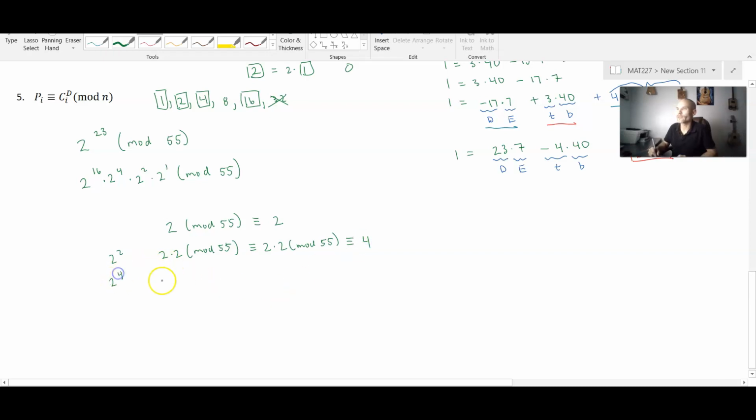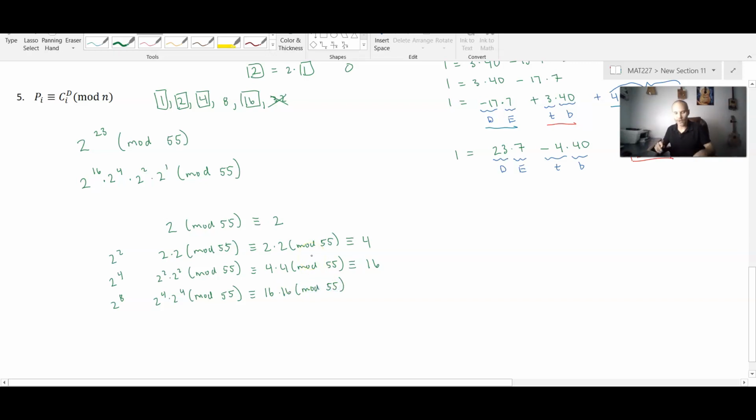Now 2 to the 4th is going to be 2 squared times 2 squared mod 55, which is congruent to the remainder of 4 times 4 mod 55. And that's 16 mod 55. 55 doesn't go into 16, but leaves a remainder of 16. And we have a couple more steps. Now we're going to do 2 to the 8th, which is 2 to the 4th times 2 to the 4th mod 55, which is congruent to the remainder of 2 to the 4th, which is 16, times 16 mod 55.